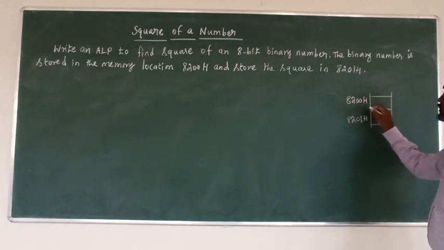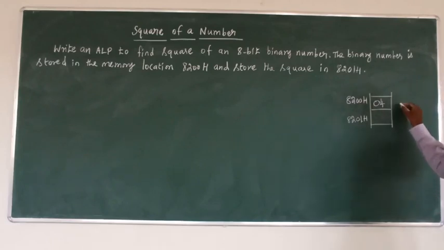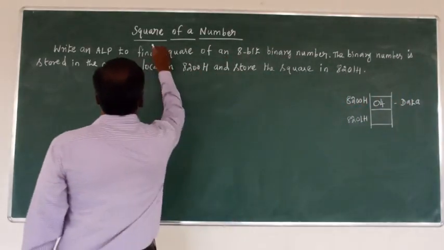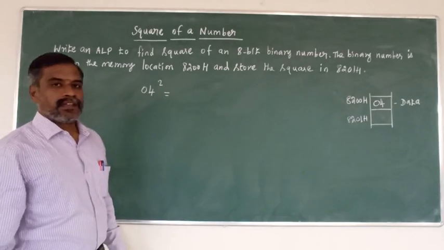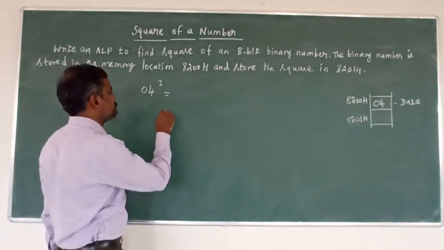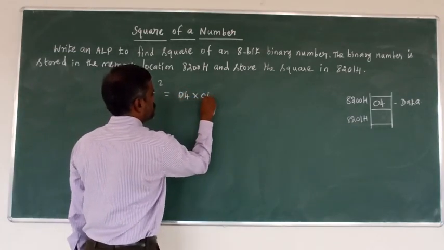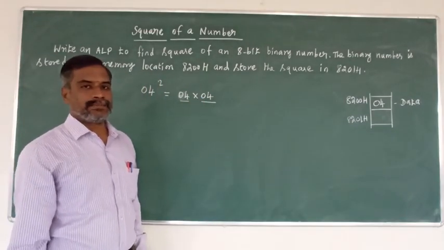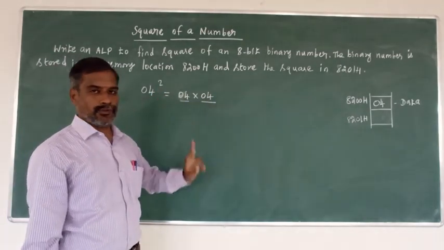Here at 8200, the given number is 04. This is the data. Now for the 04 data, we have to find the square. 04 square we can write as 04 into 04. The same data we multiply. 4 square means 4 into 4.